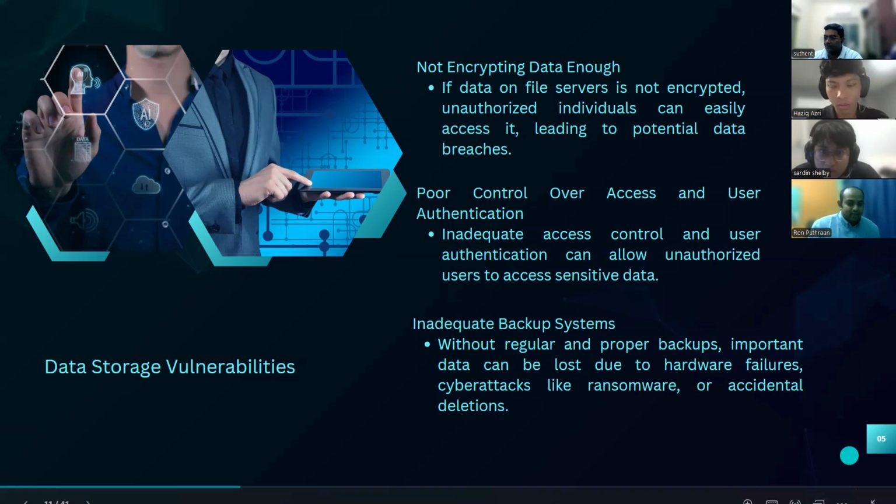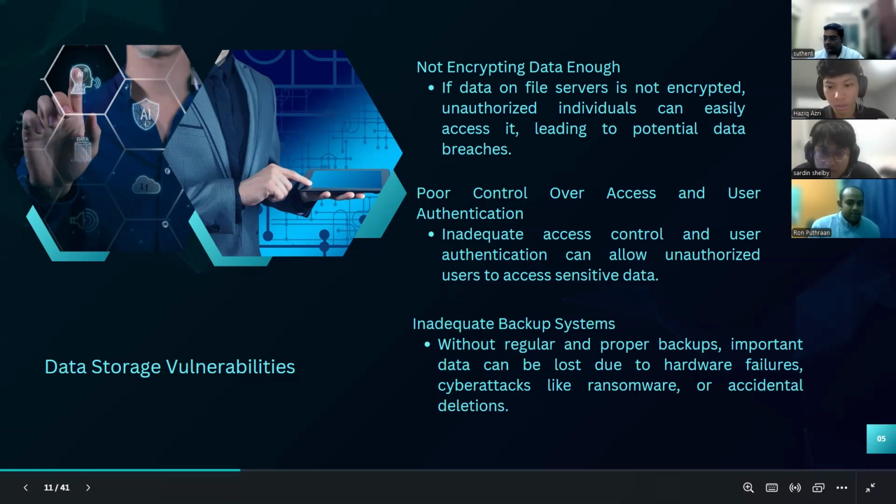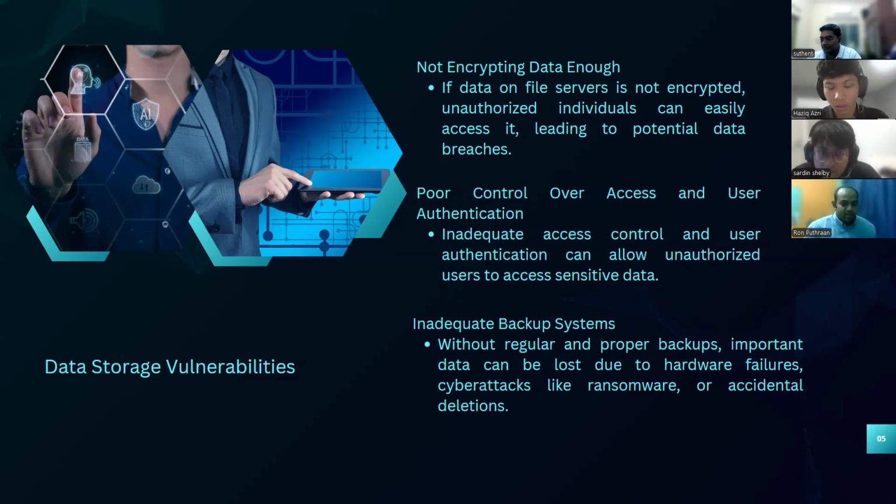Next is inadequate backup systems. So the third major vulnerability, the inadequate backup system, is essential to protect against data loss due to hardware failures, cyber attacks, or accidental deletion. Poorly maintained backup systems can result in permanent loss of important data. This can result in disruption of business continuity and lead to financial loss or damage to the organization's reputation.